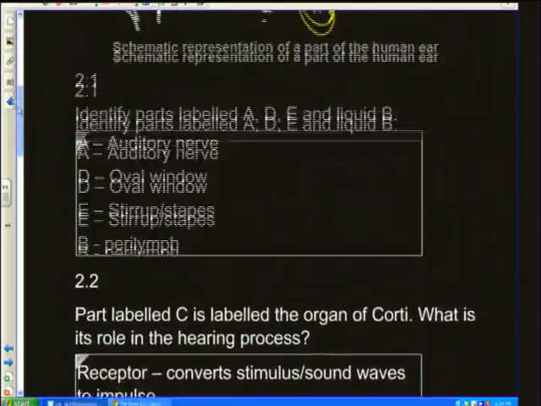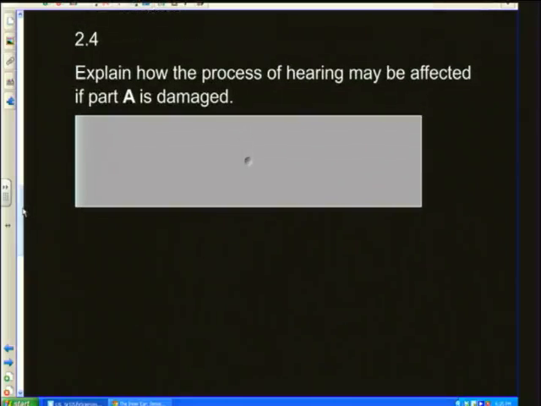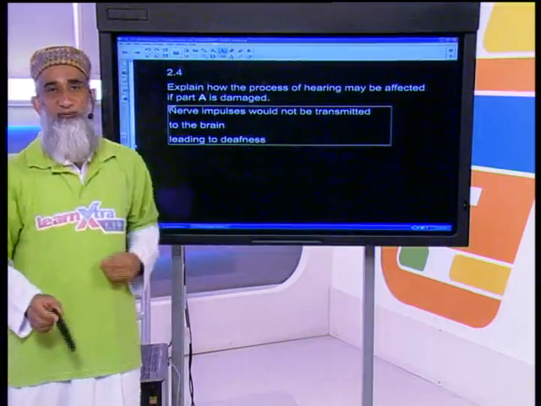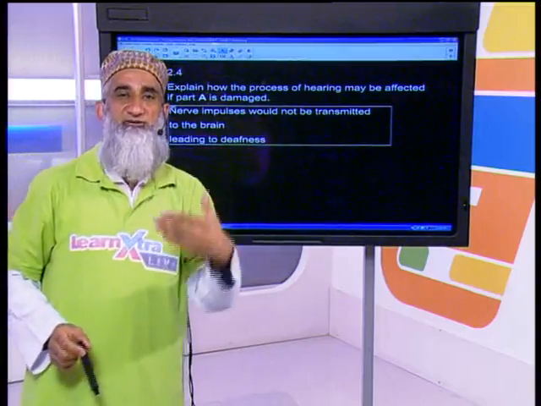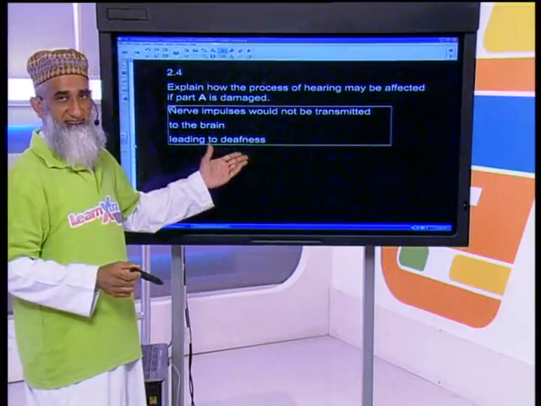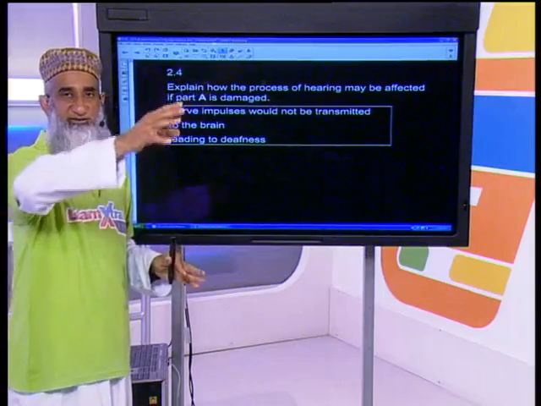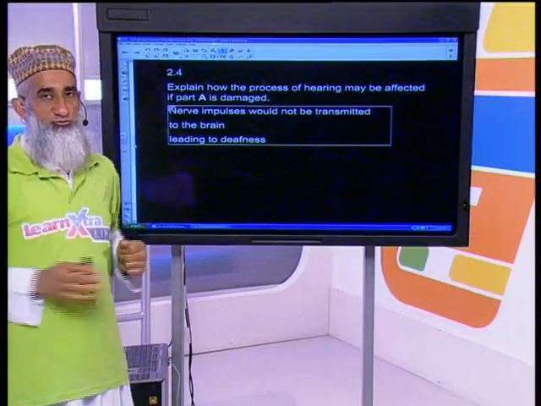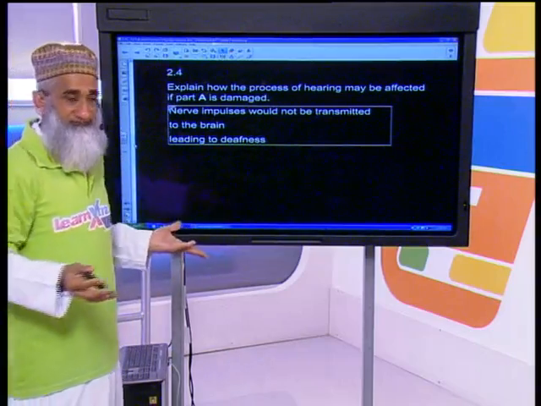Explain how the process of hearing may be affected if part A is damaged. A is the auditory nerve. If it's damaged, then obviously all the hearing will take place up to that point, all the vibrations and everything. But this message will not go to the brain because the auditory nerve is damaged, so we will in effect be deaf. All the vibrations can take place, but if that auditory nerve is damaged, then the message won't go to the brain, and therefore we can't hear.